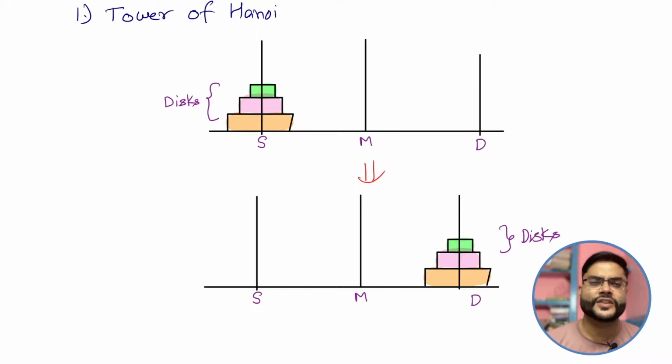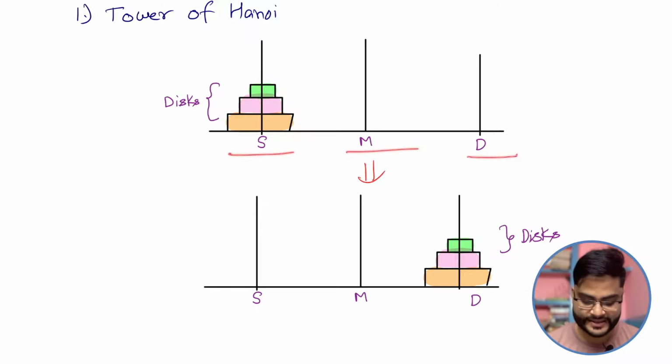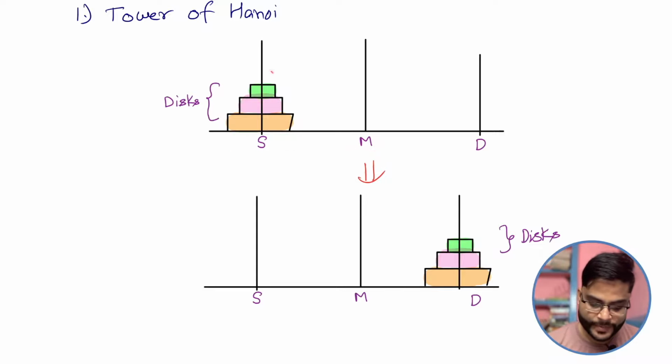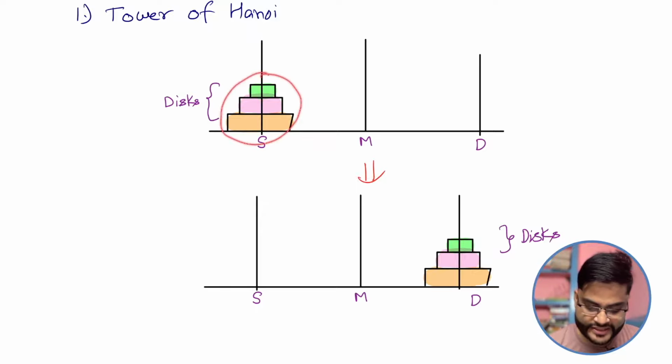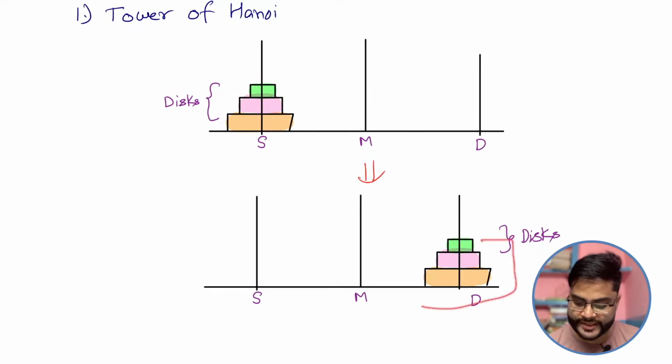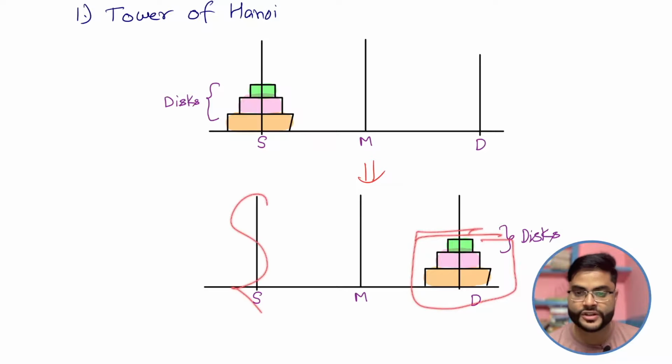Okay, so let's start with the first problem, that is the Tower of Hanoi problem. So what does that problem state? The problem states that we have a few rods, that is source, middle, and destination, and we have some disks on the source rod, and I want to move these disks from the source rod to the destination rod with the help of the middle rod. Okay, so my goal is to move all the disks from the source rod to the destination rod.